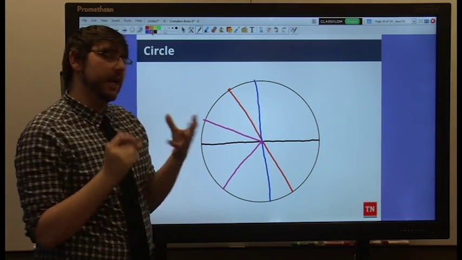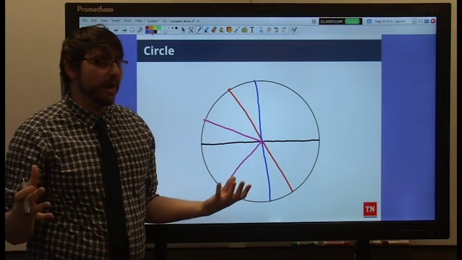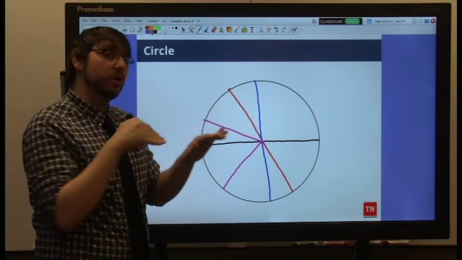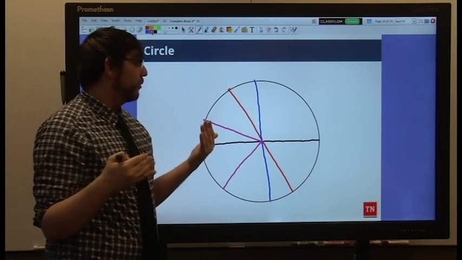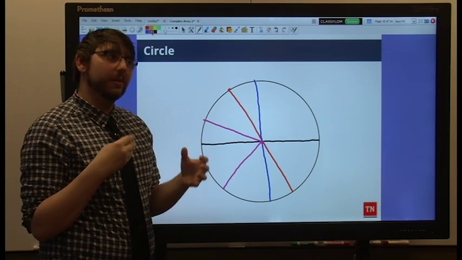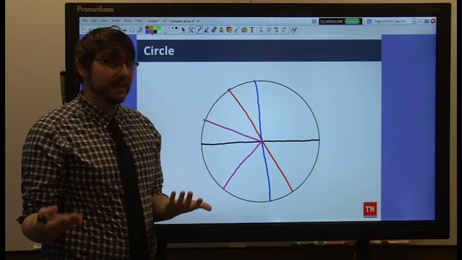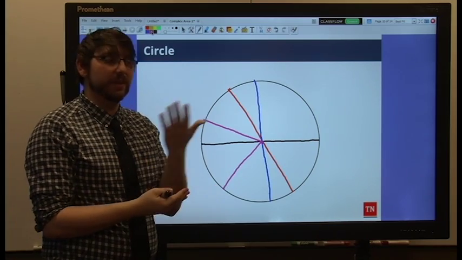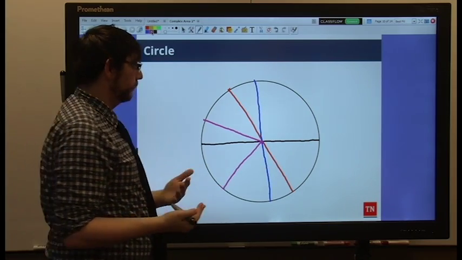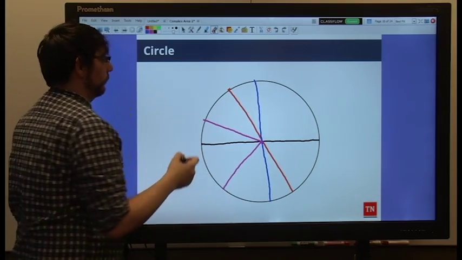Now, if you're noticing a relationship between diameter and radius, you're correct. Diameter goes all the way through a circle, through the center, and radius goes to the center. So with that being said, we should understand that the radius is actually half the diameter, and vice versa. The diameter is twice the radius. Now let's actually find the area of a circle.